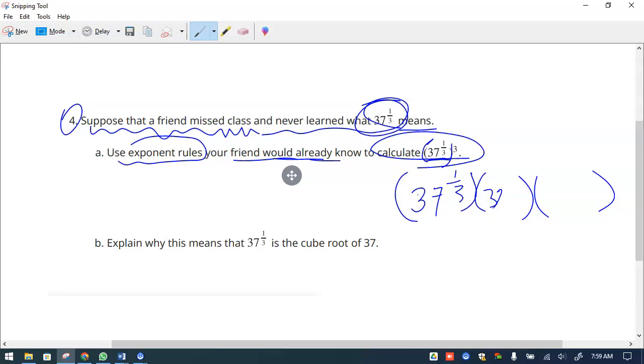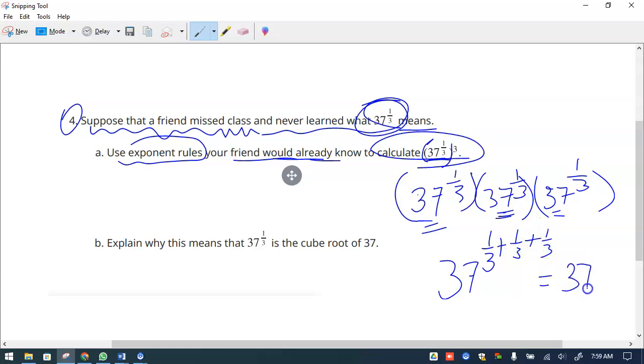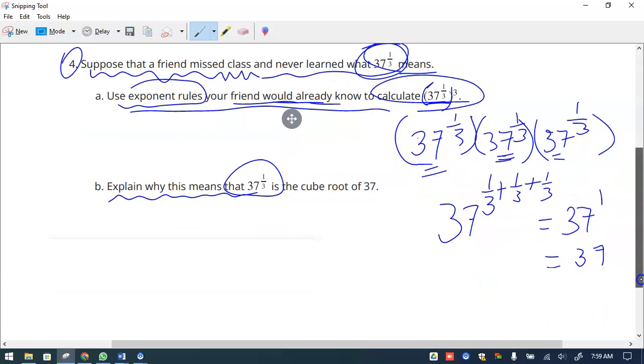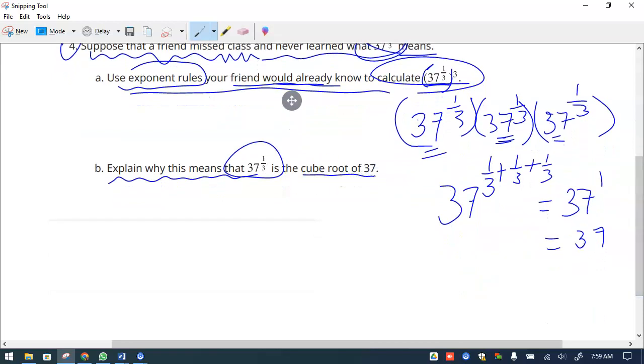So this means 37 raised to 1/3 and also again 37 raised to 1/3. So the base is 37. I write 37 only once, and 1/3 plus 1/3 plus 1/3, which is 37 raised to 1, and that is 37. So that takes care of this, and it explains why this means the cube root of 37, because this is what you multiply 3 times.